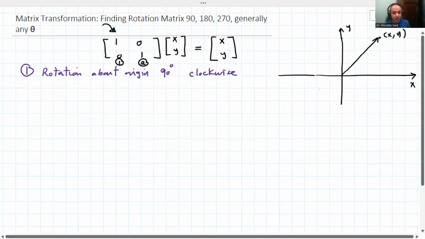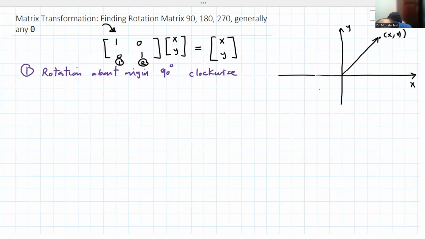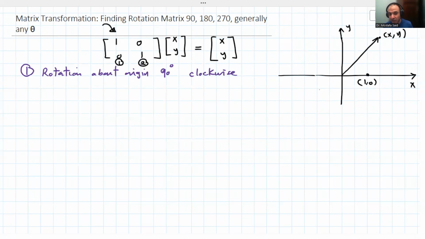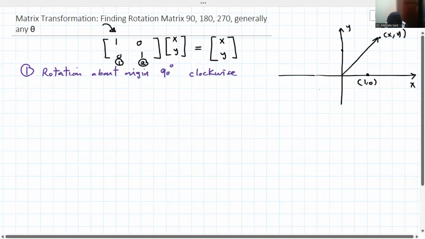What is the first vector? First column, 1 0. What is this basically? 1 0 is maybe here, this is just a point on the x-axis, with x coordinate equal to 1, y coordinate equal to 0. And what is the second column here? It is another vector, which is 0 and 1, x equal to 0, y equal to 1. So it's basically a point on the y axis. Here, 0 and 1.